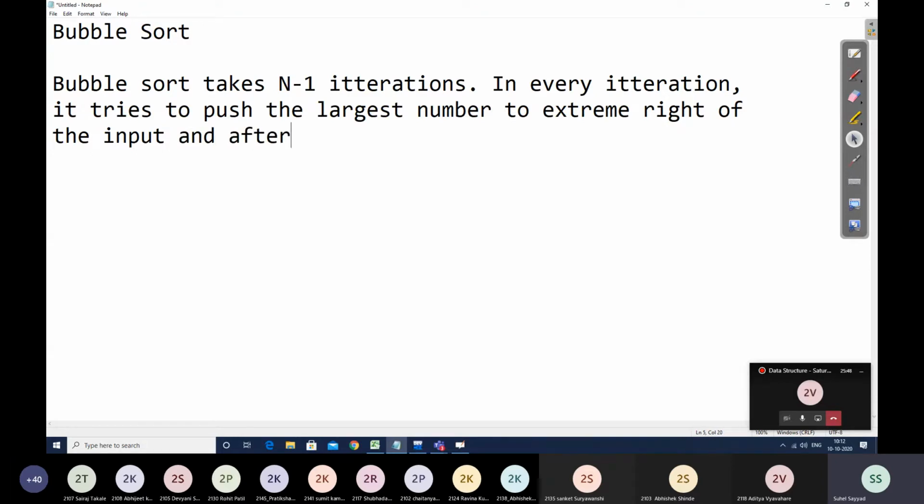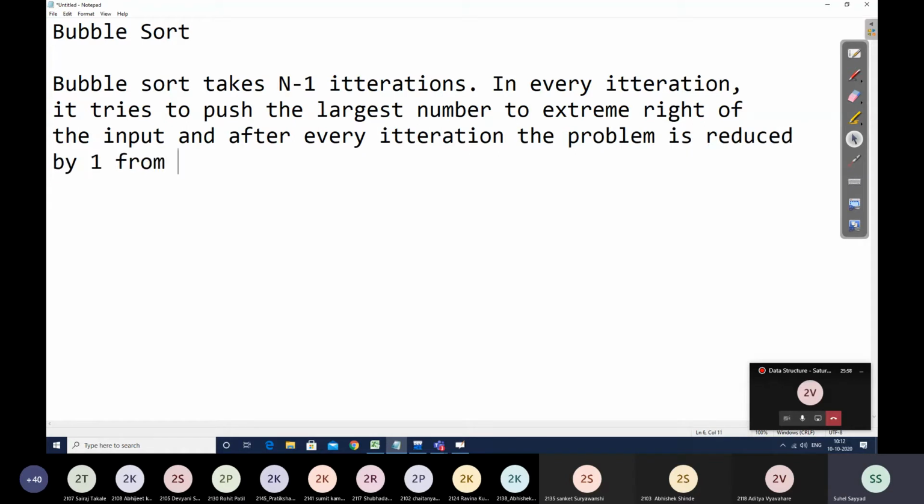And after every iteration, the problem is reduced by 1 from right hand side. That's what I told you, right? So once the largest number reaches the last position, I don't need to consider that number again in my solution. So next time I consider only the remaining 6 numbers. That's why I'm reducing my problem by 1 from right hand side.